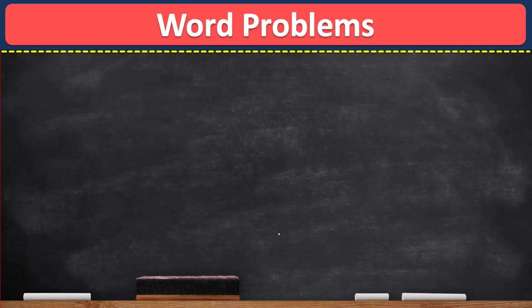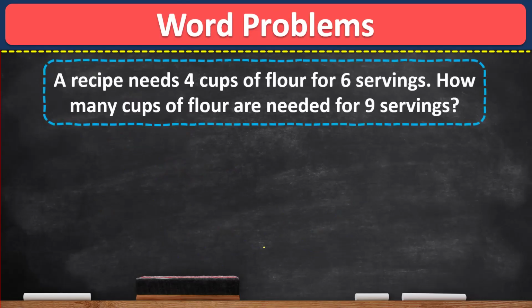Next, we have now word problems about ratio and proportion. So first one, a recipe needs 4 cups of flour for 6 servings. How many cups of flour are needed for 9 servings? So first, in the word problem, let's identify the ratio. What is the relationship? The ratio is cups of flour to servings. The first one says 4 cups of flour to 6 servings, so that becomes 4 over 6.